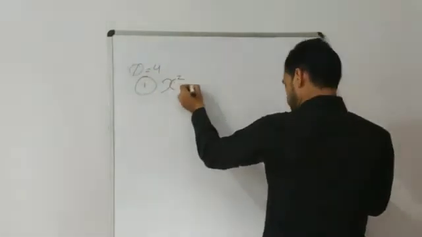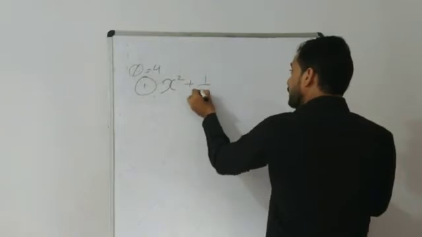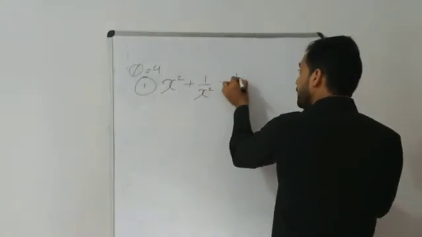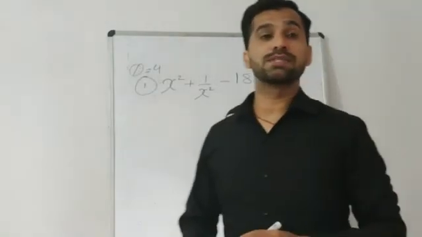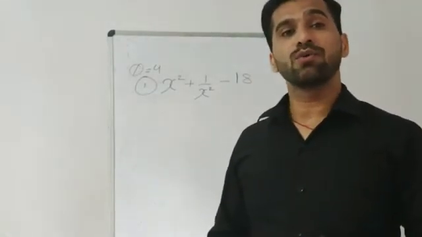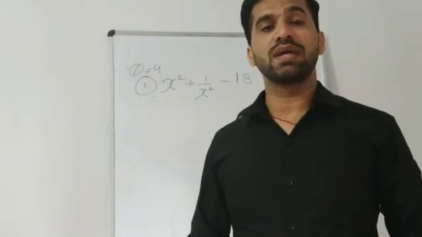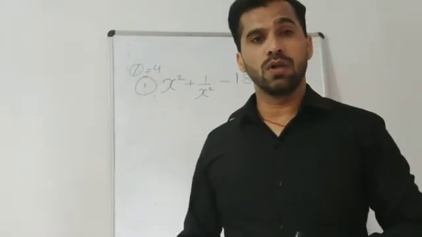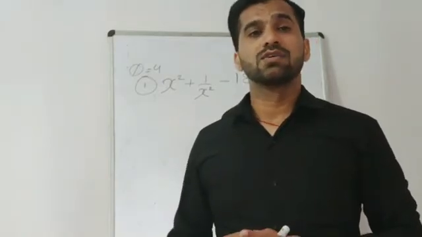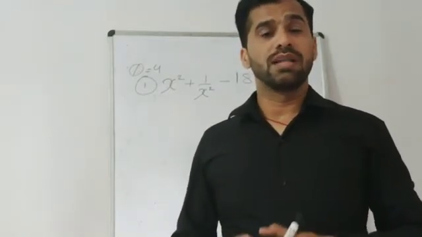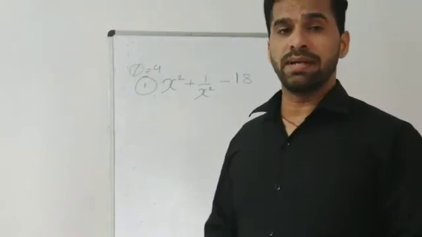x square plus 1 by x square minus 18. In this type of question, you have to split the last term. You have to arrange the last term in such a way that you are able to solve the question properly. So, split the last term.